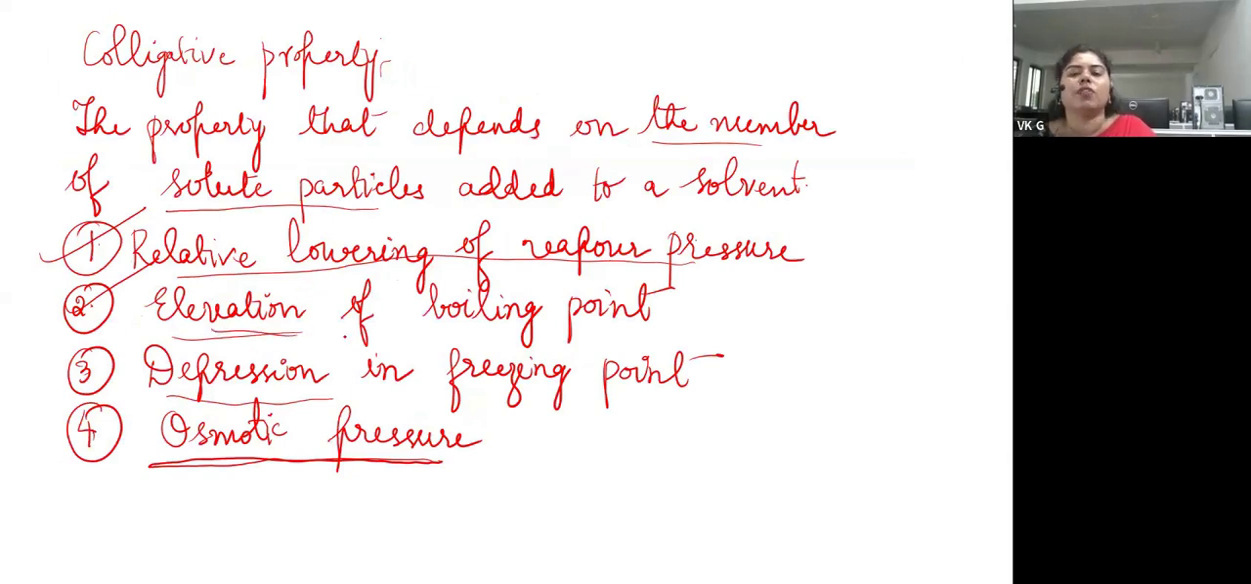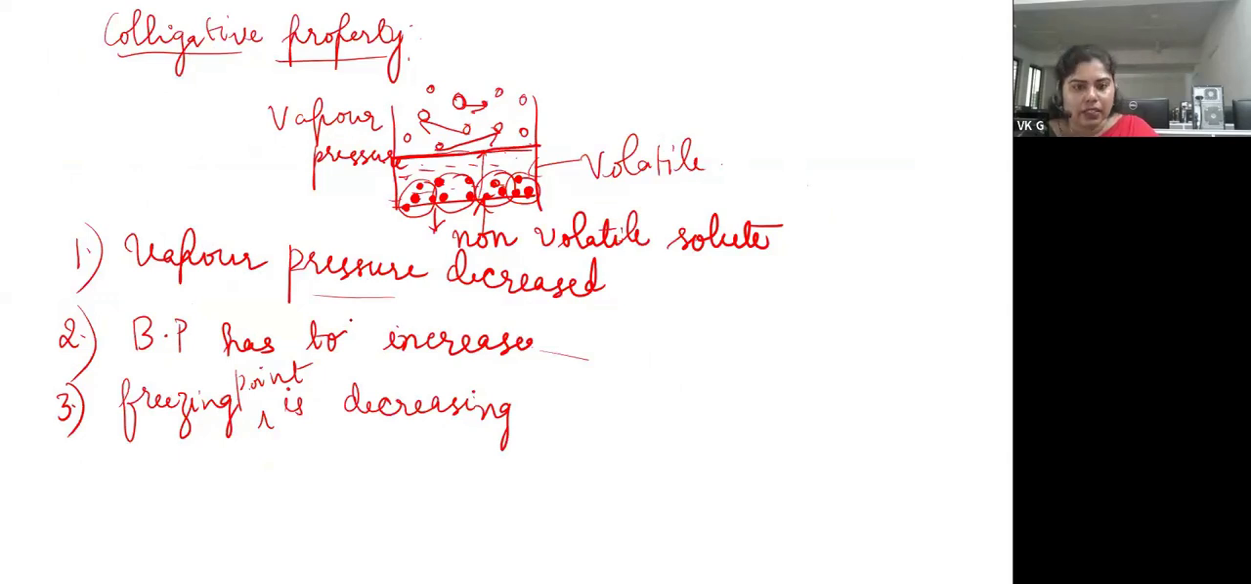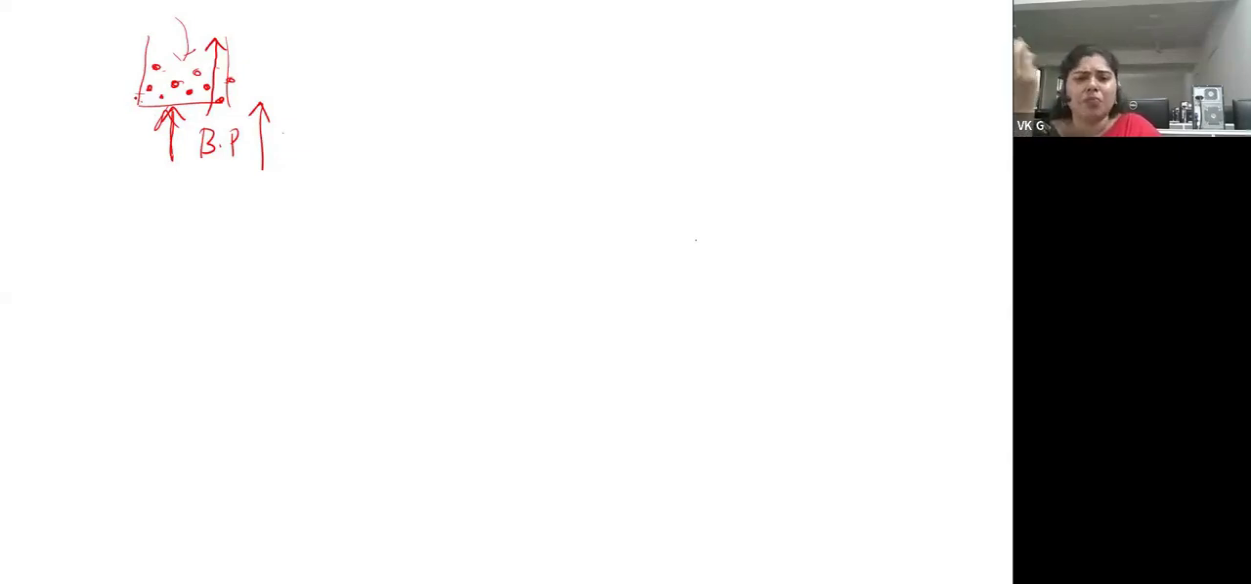Next we move on to elevation of boiling point. Boiling point increases when you add a non-volatile solute to a volatile solvent. When you add the solute, the vapors are not converting, the vapor pressure is not increasing. So what do you do? You heat it. But because of the solute, vapors do not escape. So what happens to the boiling point? It increases. That is what is called elevation in boiling point. Correct? Increase in boiling point means elevation in boiling point.